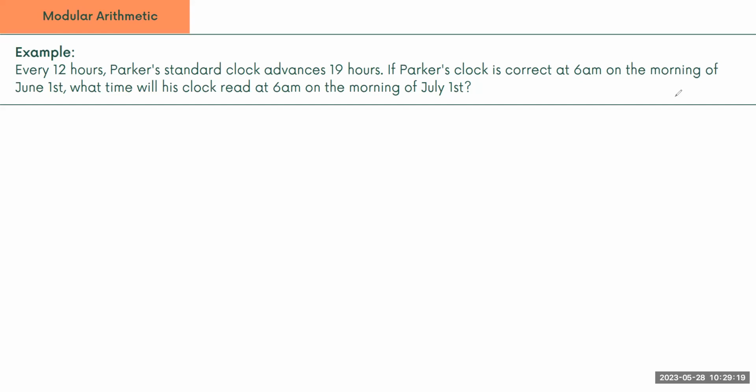So first of all, we need to know how many days June has. It's not that hard, you can just have those memorized. June actually has 30 days, and each day is 24 hours. So this is going to add up to 60 12-hour chunks.